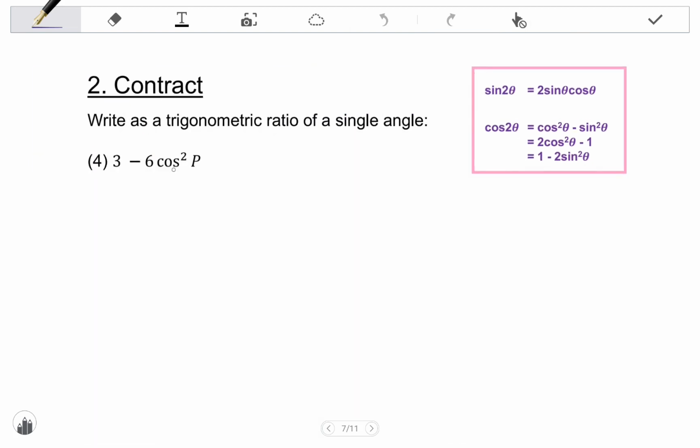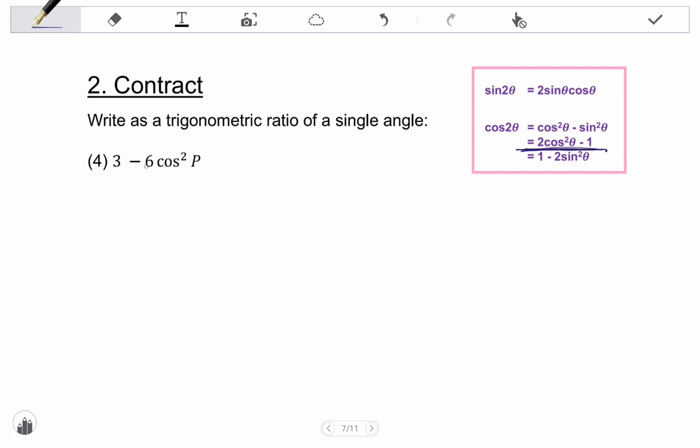A fourth example of contracting. Again, write as a trigonometric ratio of a single angle, and we have 3 minus 6 cos p all squared. Looking at our double angle formulae, the only formula that has cos theta squared being the only trig function is this option for the cos double angle formula. But what we notice in the formula is that the cos of the angle squared comes first and it's positive. Then we subtract 1. So that's not yet quite what we have here.